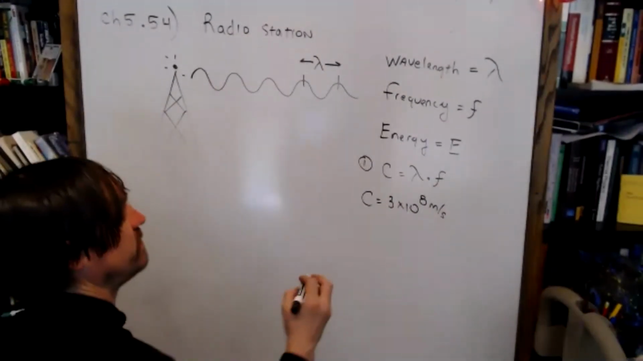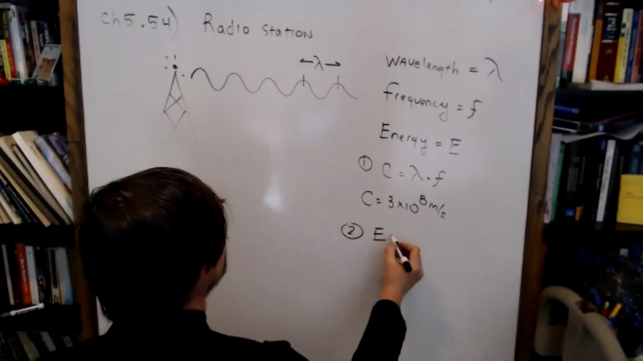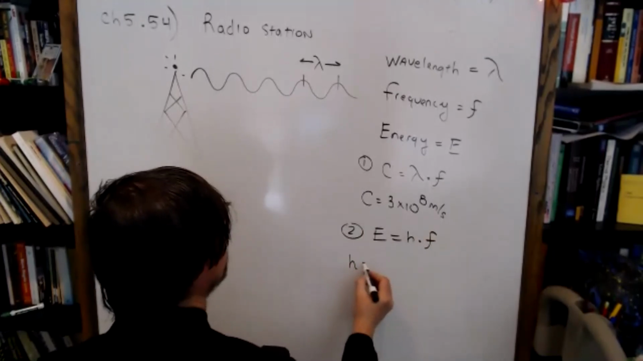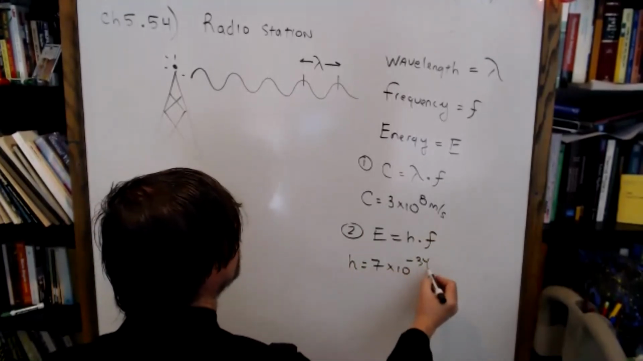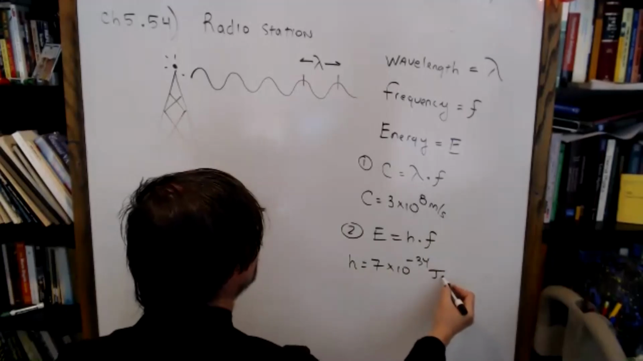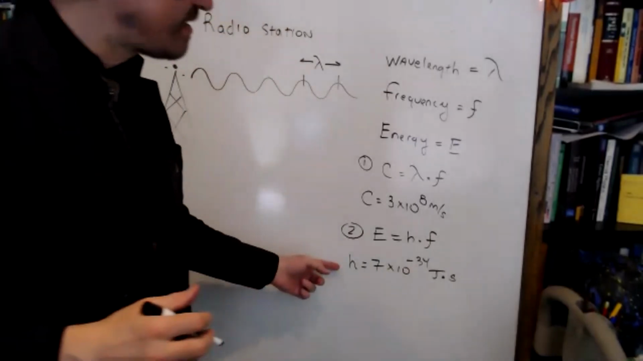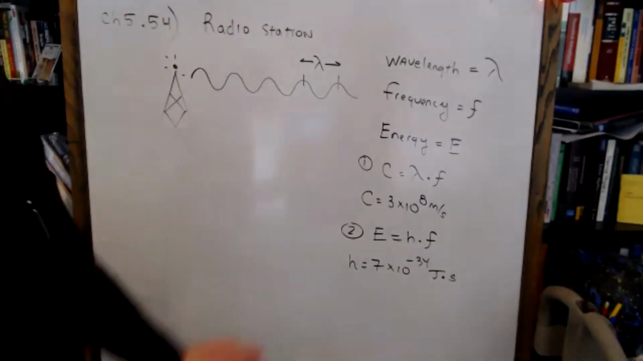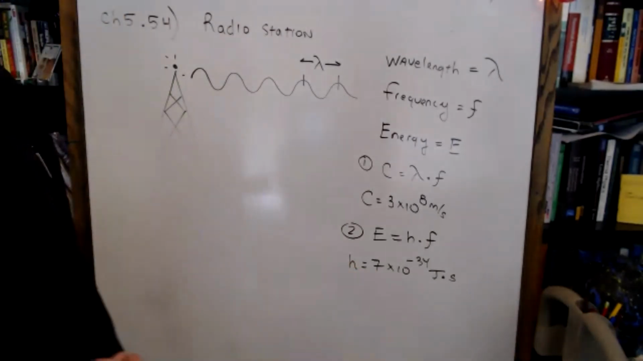The energy of a photon is given by the famous formula E equals H times F. Here, H is another wacky constant of nature, 7 times 10 to the minus 34 joules times seconds. And I'll introduce this in class today. This is called Planck's constant. You don't need to worry too much about what that means right now. It's just a number.